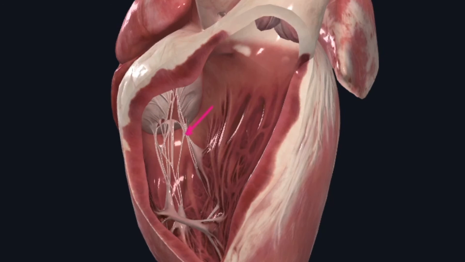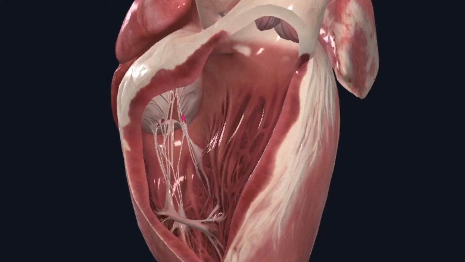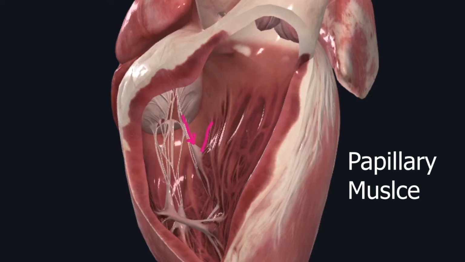Attached to the tricuspid valve, you can see tiny strands commonly called the heartstring. The scientific term is chordae tendineae. If we follow the chordae tendineae down, we actually come to muscle that it's attached to. This muscle is called papillary muscle.